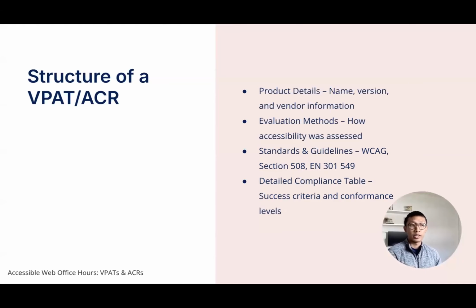The report also lists the standards and guidelines that were used for evaluation. The most common ones include WCAG, which is the global standard for web accessibility, Section 508, which is the US federal accessibility law for electronic and IT products, and EN 301 549, which is the European accessibility standard for public procurement.